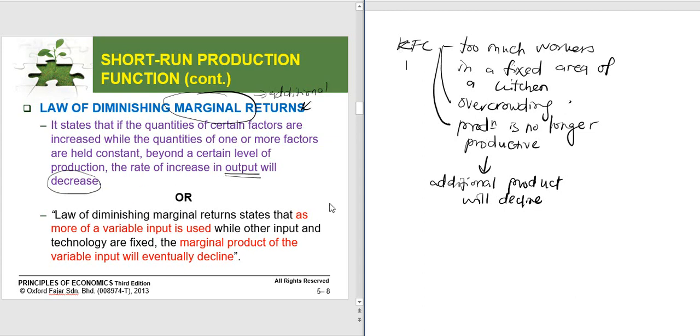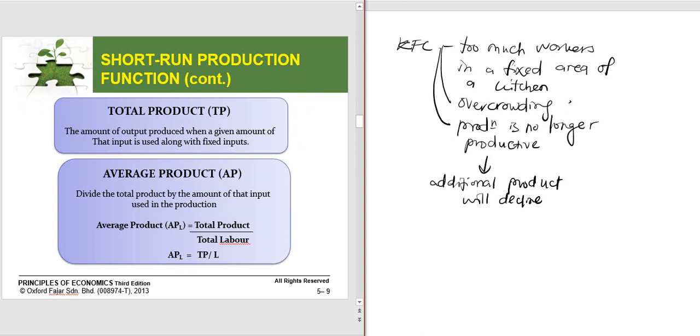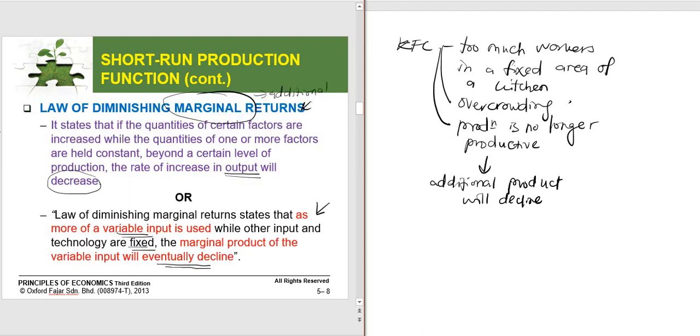So if you look at the second definition here, I guess it is clearer to you. It states that as more of a variable input is used, which is the labor, while other inputs and technology are fixed, which is the building or the equipment, the marginal product of a variable input will eventually decline, because the variable input will no longer be productive. So we are going to look at this diminishing marginal return later on when we do examples of calculation. So you can see more clearly what we mean by diminishing marginal return or diminishing marginal product.